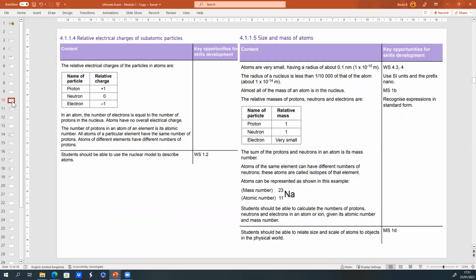Right, knowing the charge and the mass of protons, neutrons, and electrons, just learn it, just be able to regurgitate it, write out the table, because there are lots of questions that simply have a table of the names of the particles, the mass and the charge, a couple of blanks in the table, and you fill them in for 1 mark each.